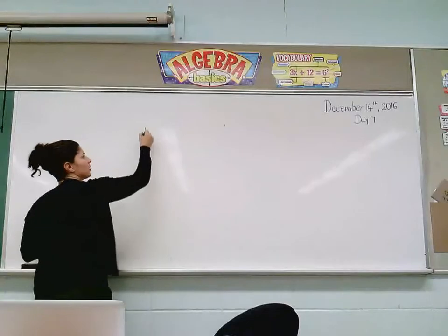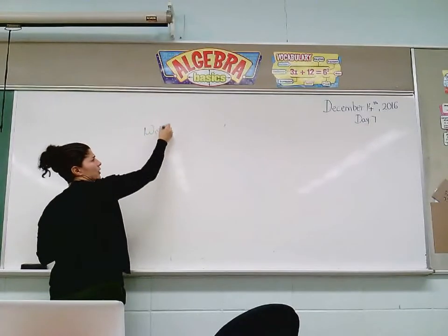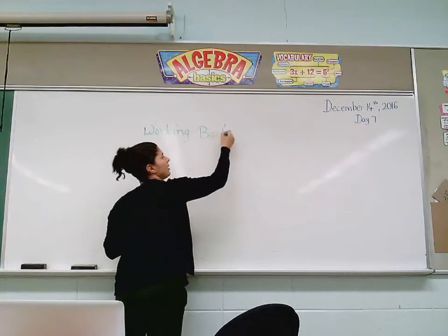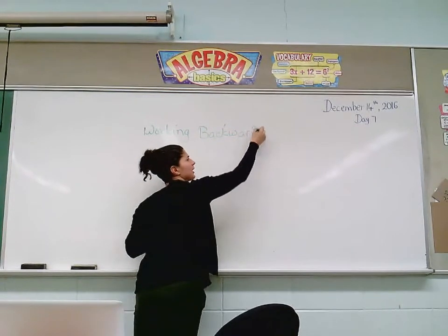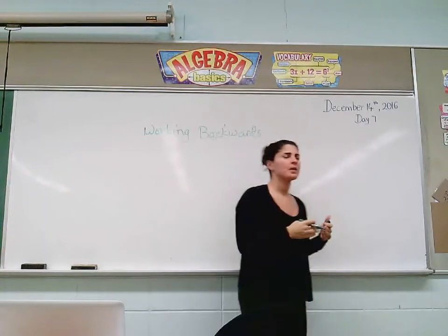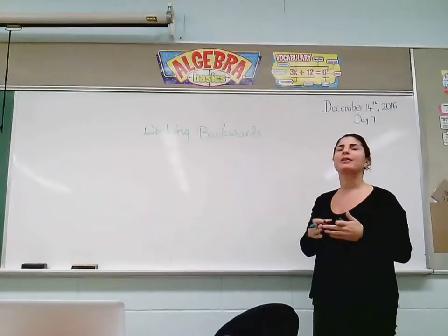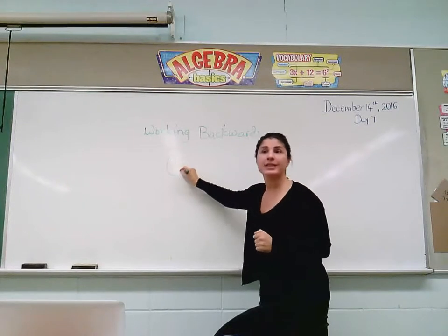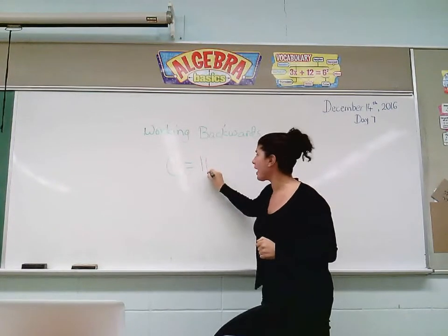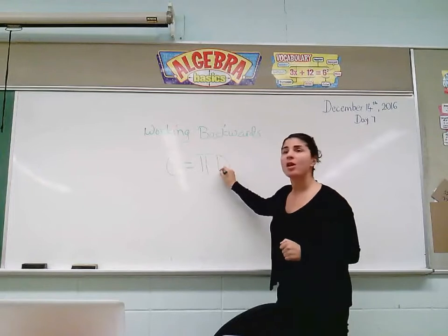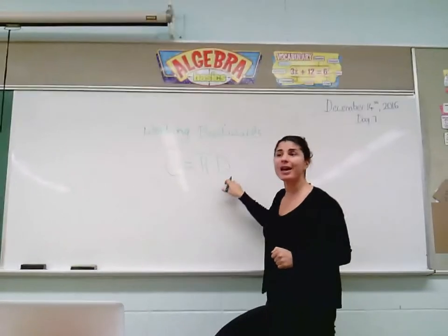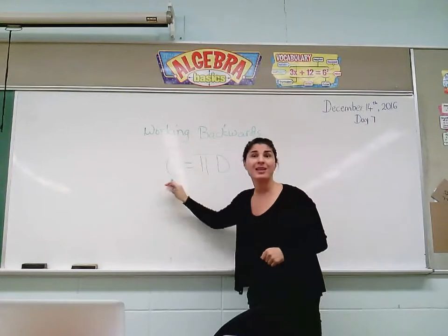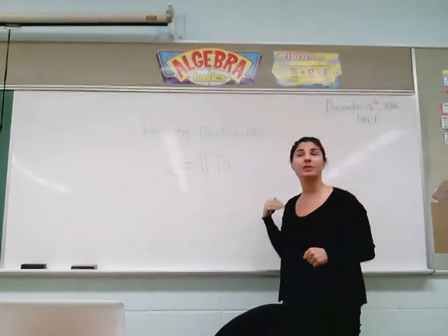The next thing we're going to do is called working backwards, or at least that's what I call it. And why do I call that working backwards? Because now I'm going to give you information that's not directly that easy. So for example, C, which is circumference, equals pi times the diameter. I'm not going to say, hey, here's the diameter, what's the circumference? I'm going to give you the circumference and tell you to work backwards to get the diameter.